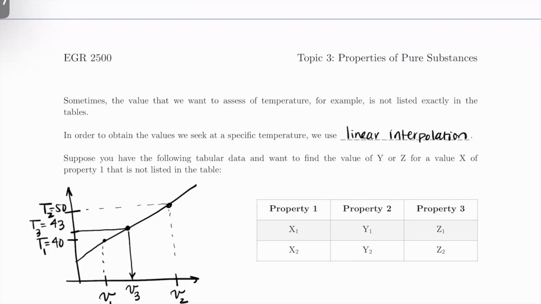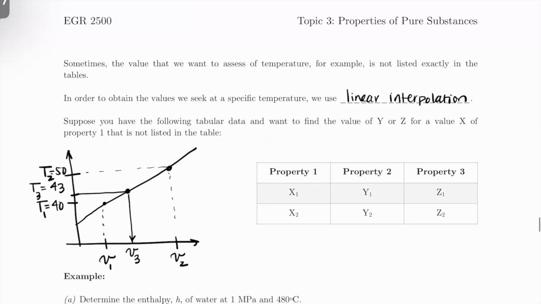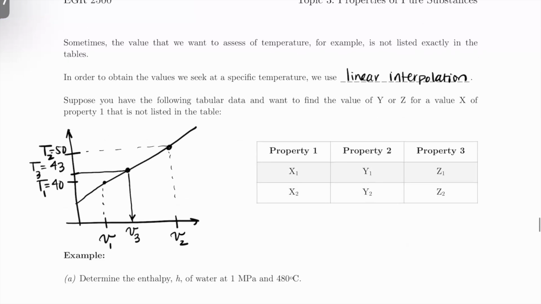Does the idea kind of make sense, what we're doing here? Have we done a linear interpolation before? Oh, okay, old pros.